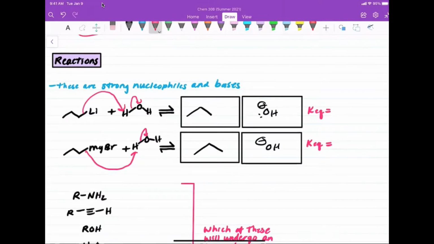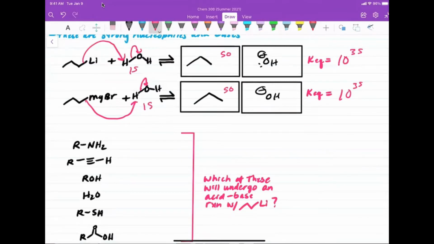The pKa of this is 50. The pKa of this is 15. That is a 10 to the 35th power in favor of the product side. So you have no evidence of any organolithium or any Grignard at that stage. 10 to the 35th power means you basically have 0 molecules of reactant. So that's an extraordinarily favorable acid-base reaction. It's going to happen rapidly, and it's not going to be reversible.